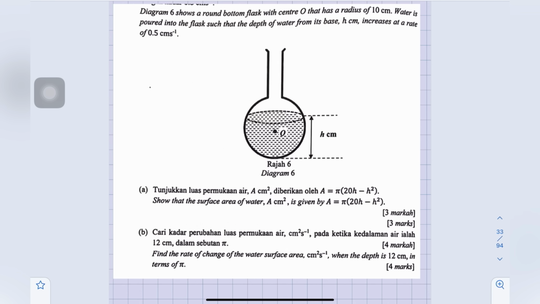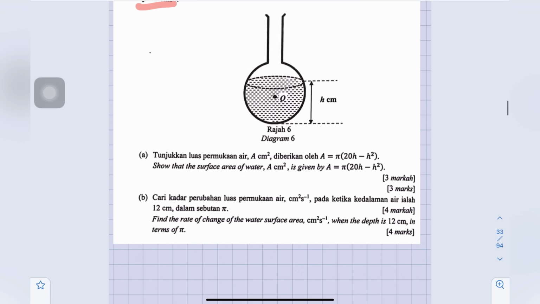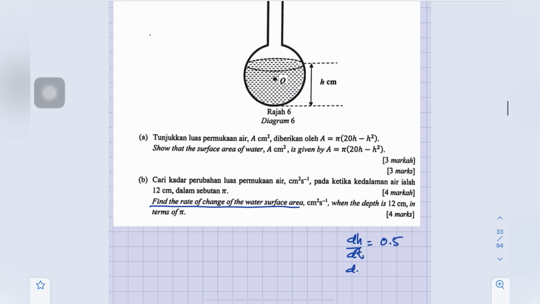B. Find the rate of change of the water surface area, centimeter squared per second, when the depth is 12 centimeter, in terms of pi. Okay, so first of all, given from the question, earlier it said h increases at a rate. So this one, the first information, we have dh/dt, 0.5. Then next, it wants to find the rate of change of water surface area. So we want to find dA/dt.